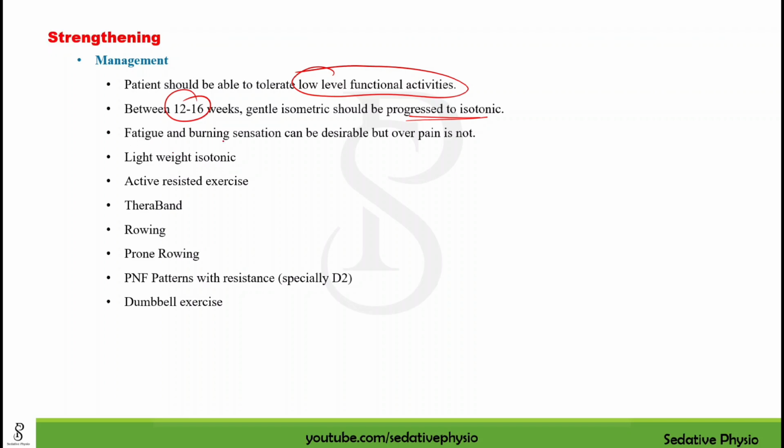Now, fatigue and burning sensation, that is a very important point. See, fatigue and burning sensation can be desirable. Okay, if there is fatigue or a burning sensation, it is good, it is desirable, it is okay.